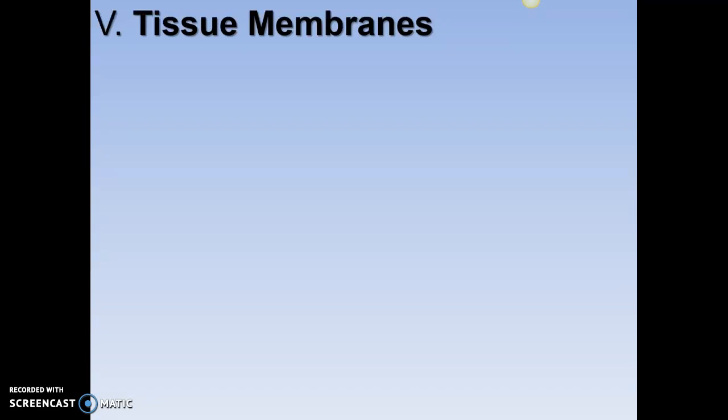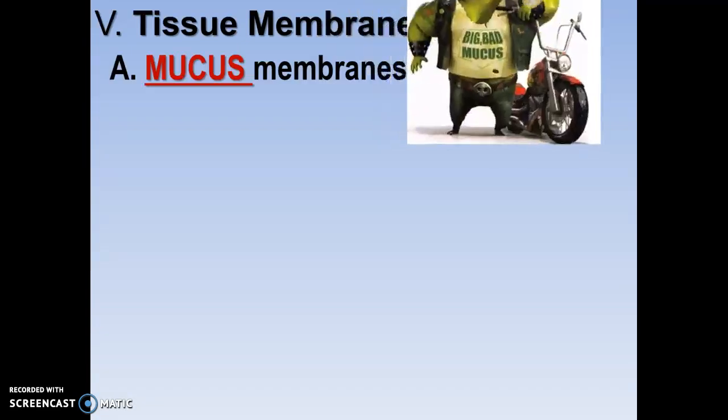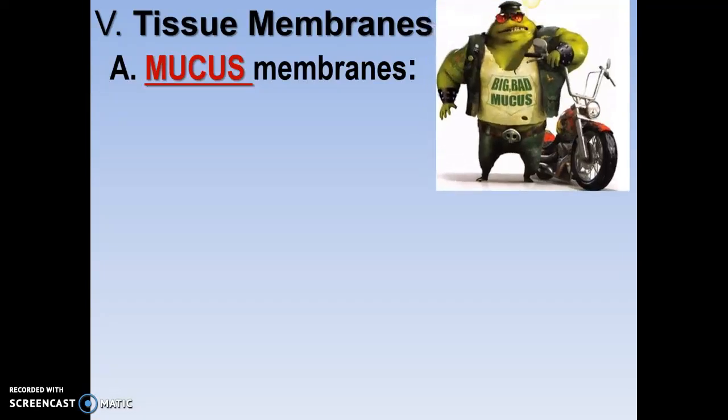Tissue membranes. Mucus is your friend, so they're mucous membranes. Okay, these are not types of tissue anymore. We're talking about tissue membranes. We've got our 4 types of tissue knocked out of the way: epithelial, nervous, muscular, and connective. So now we're talking about membranes in general.